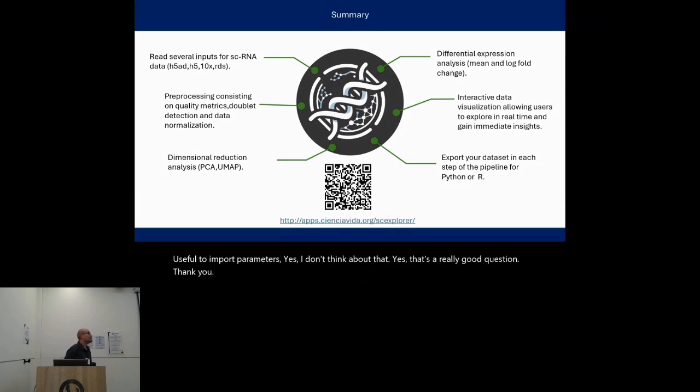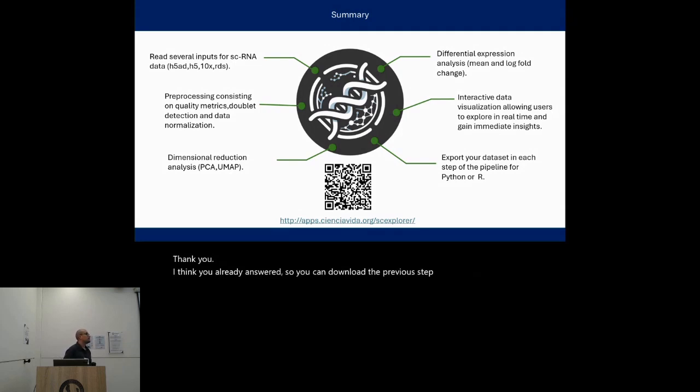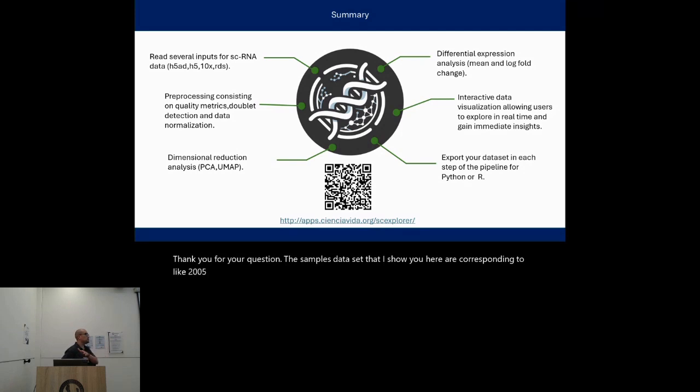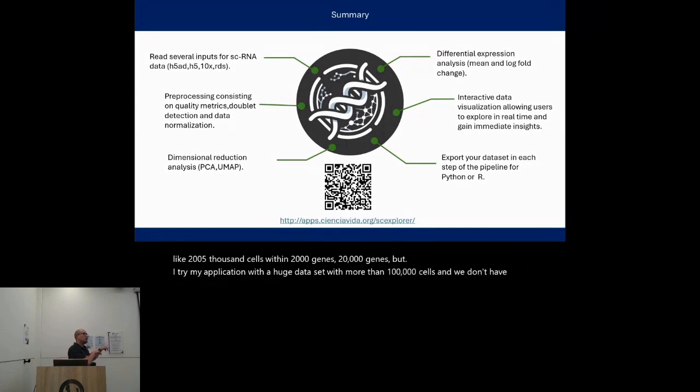Well, I think you already answered. So you can download the pre-processed file, so I can use it for analysis by myself in Python. Exactly. Well, this is computationally very heavy, so my question would be, how many transcriptomes or how many samples can we analyze using this tool? Thank you for your question. The sample datasets that I showed you here have between 2,000 and 5,000 cells with 20,000 genes. But I tried my application with a huge dataset with more than 100,000 cells, and we didn't have any problem running it on the server.